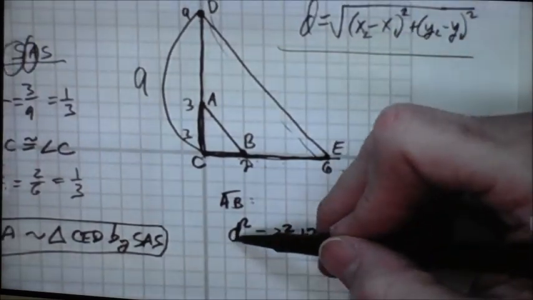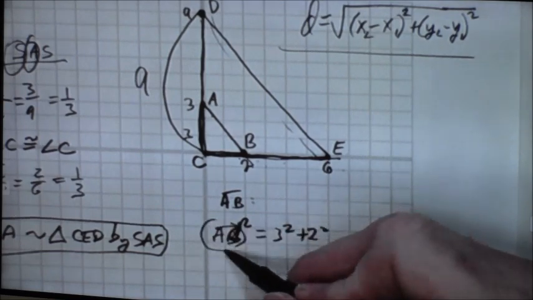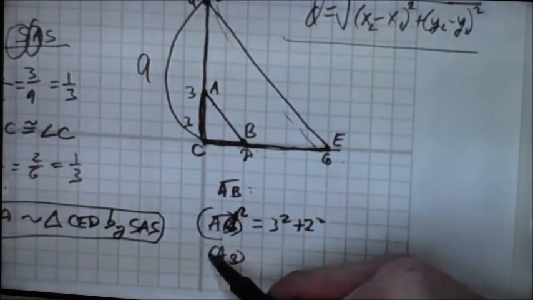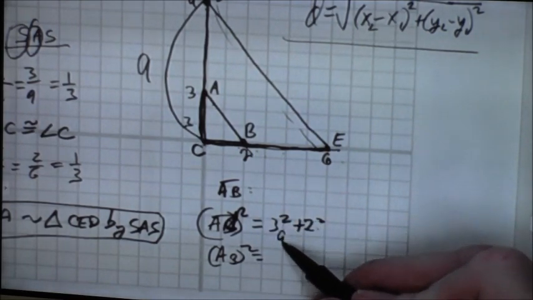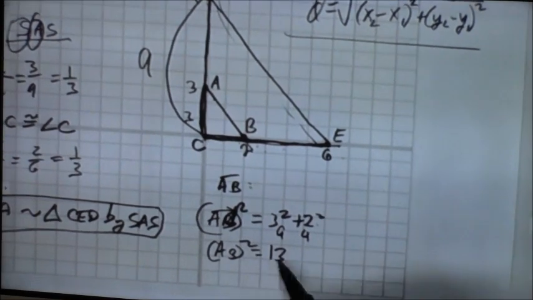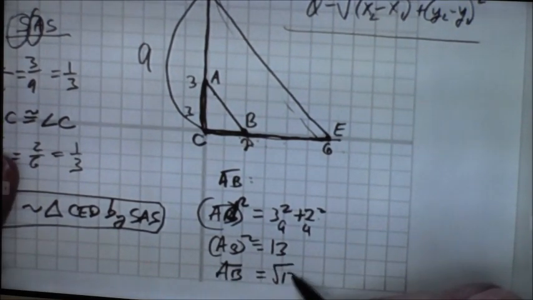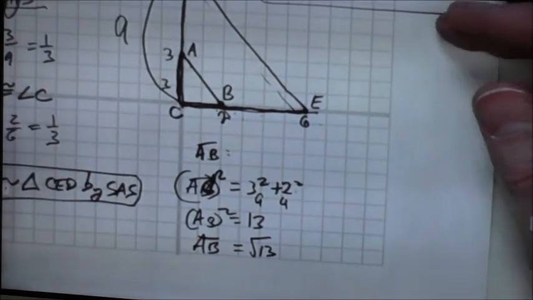So I'm using d for distance. It doesn't really matter what letter. Actually, I guess I'll do AB and square that. So that means AB squared is 9 plus 4, that's 13. Take the square root, and the length of AB is the square root of 13. It's not a nice number, but it doesn't really matter.